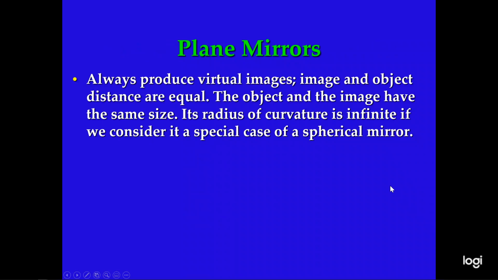Let's talk about plane mirrors. That's the most basic type of optical element that forms images. The plane mirror forms images via reflection. The plane mirror always produces a virtual image. And it turns out the image and object distances are equal. The image and the object have the same size. You can think of the plane mirror as a spherical mirror with an infinite radius. It's really a special case of a spherical mirror.